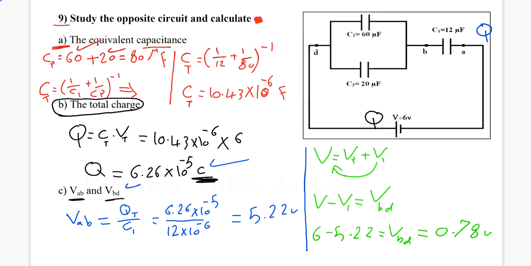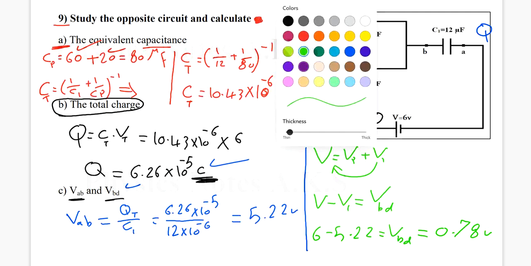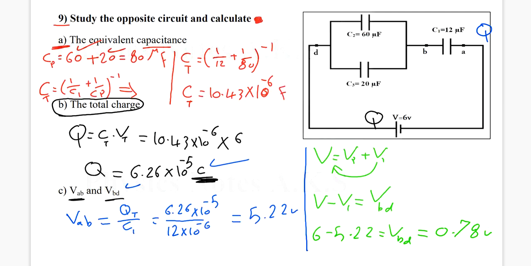Good. The charge on each capacitor. Let's first talk about the charge on capacitor C1. We just agreed it is connected in series with the battery. It means it will have the same charge as you can see right here. So I can say that Q1 is actually the same as Q, which is 6.26 multiplied by 10 to the power -5. Okay, so we found the charge on the first one.